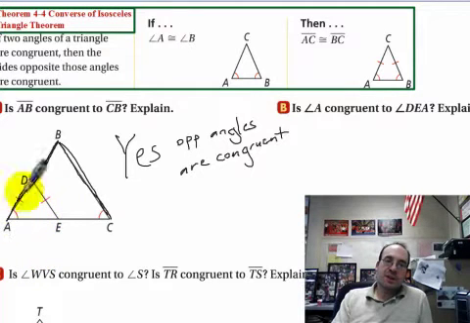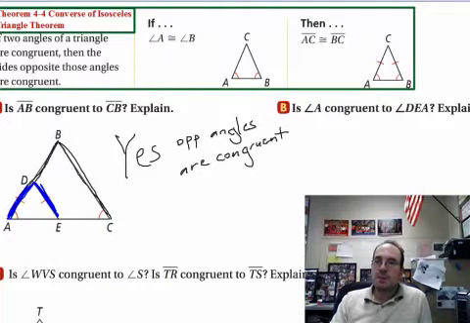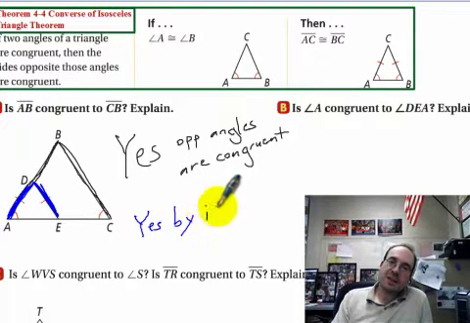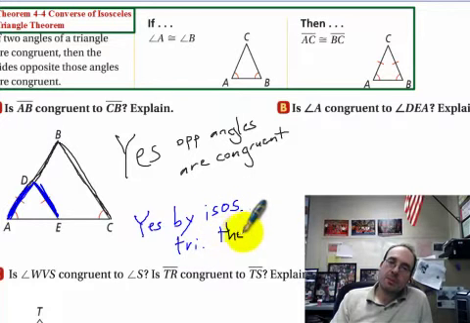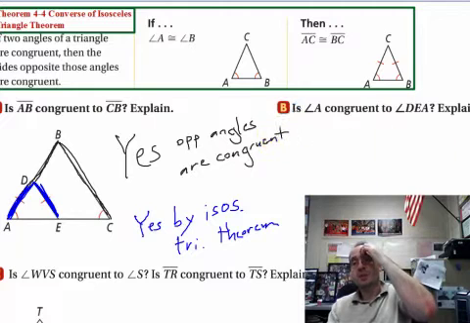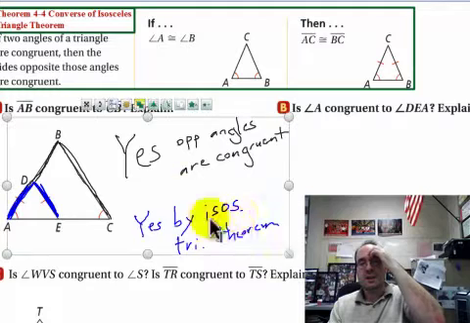Okay, and then for the same diagram, is angle A congruent to angle DEA? Well, this little tiny side here is congruent to this little tiny side. So since the sides are congruent by the isosceles triangle theorem, the angles must also be congruent. So yes, by isosceles triangle theorem. And this one was the first one we were asked, so I should put the yes next to the question that it goes with.